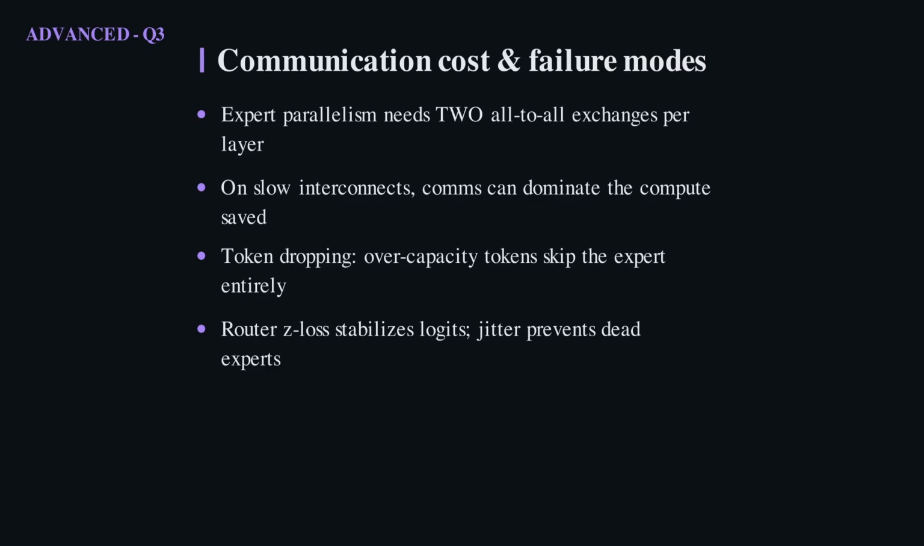On a fast NVLink island, that's fine. Across slower networking, those two exchanges can eat the very compute you saved by being sparse. Routing decisions and network topology are deeply entangled. There are subtle failure modes too.